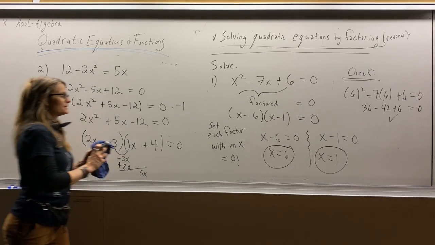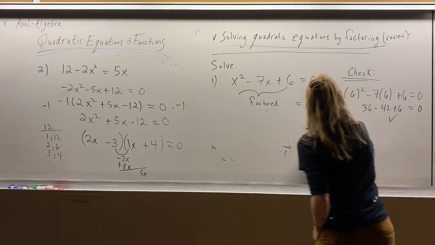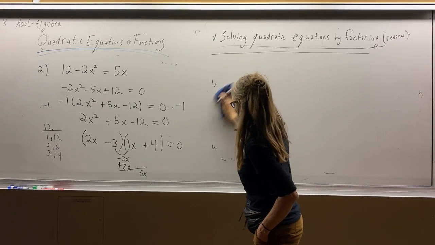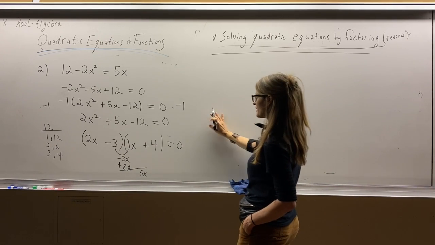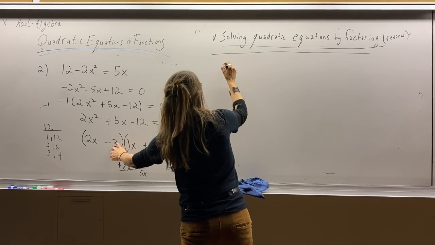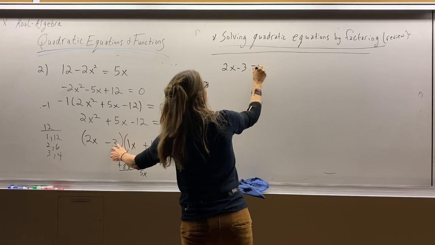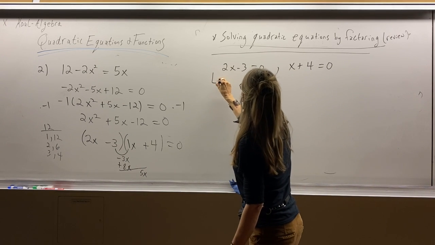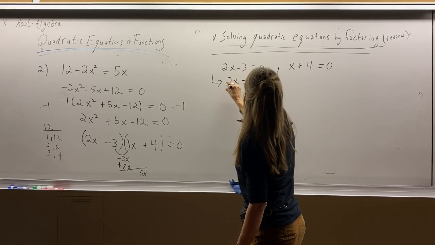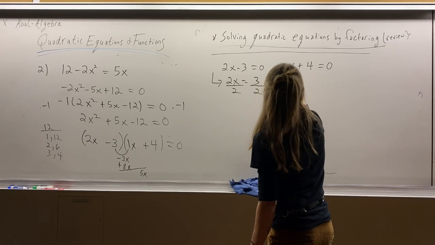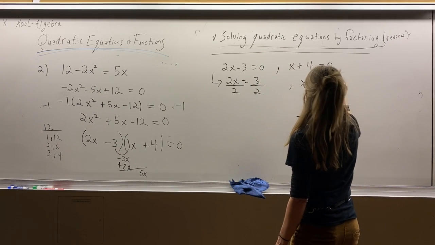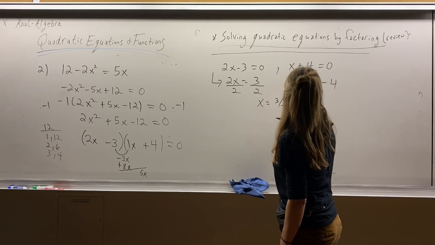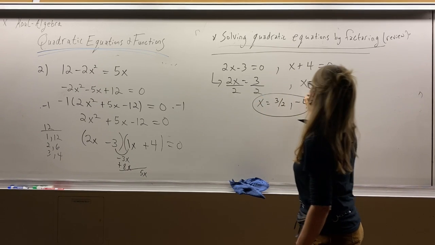That works. So now what I'm going to do is set each factor to 0. So I have 2x minus 3 equals 0, and then x plus 4 equals 0. This ends up being 2x equals 3, divide by 2, divide by 2, and x equals minus 4. So I have x equals 3 halves and minus 4. Those are my final solutions.